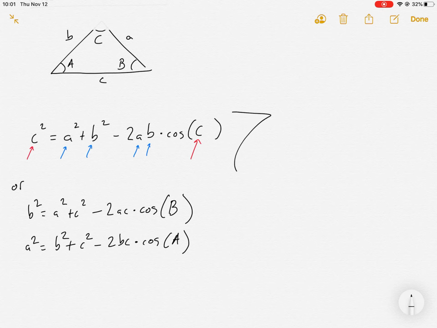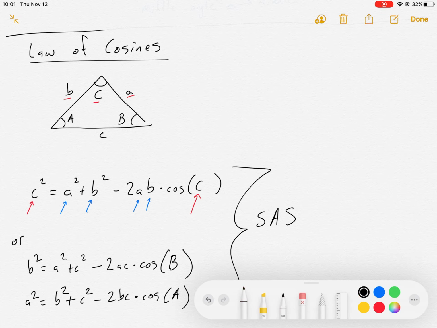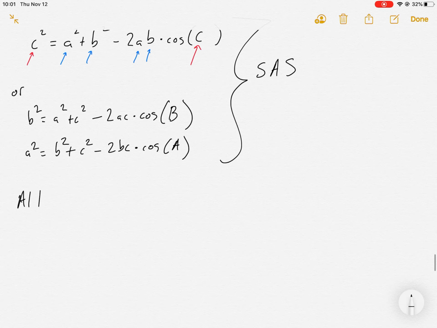All of these are used when you're given a side and the angle in between the side. So for example, we would be given b and a, and then the angle in between would be capital C. So this would be side, angle, side. For side, side, side, we actually usually rewrite this, the law, in its alternate version.